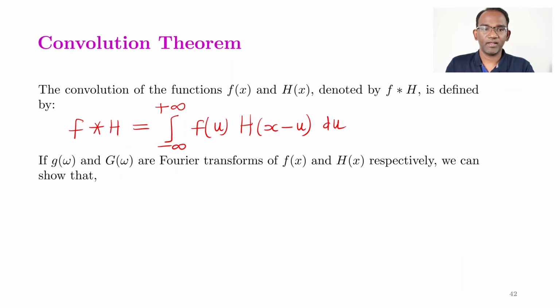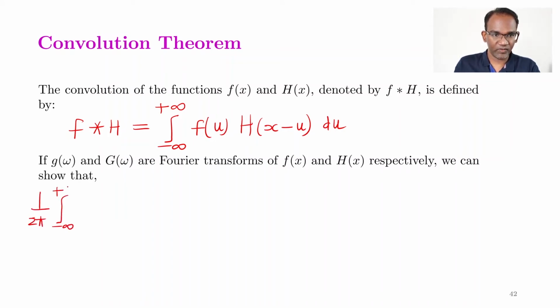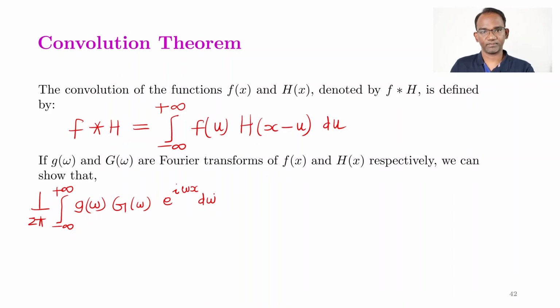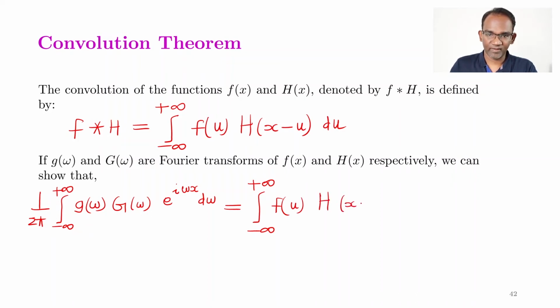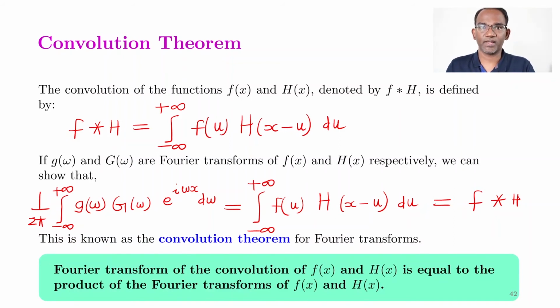Let us assume that g(ω) and capital G(ω) are the Fourier transforms of f(x) and h(x) respectively. Now we can show that 1 by 2π, integral from minus infinity to plus infinity g(ω) G(ω) e^{iωx} dω, is equal to the integral from minus infinity to plus infinity of f(u) h(x − u) du, which is equal to the convolution of f and h, that is f * h. This equation is known as the convolution theorem of Fourier transforms.